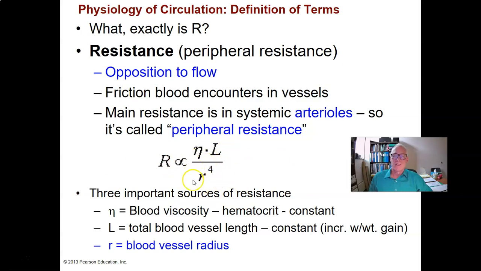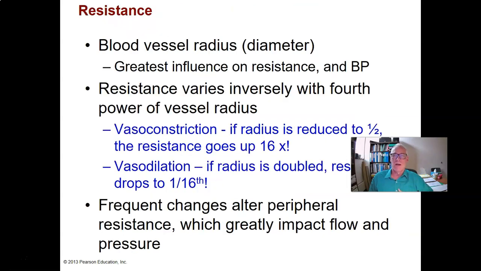Now let's look at the radius. How wide are the vessels? The radius to the fourth power is inversely related to resistance. Inverse just means it's on the denominator on this side. So if the radius of a vessel goes up, the resistance goes way down. It makes a huge impact because of this fourth power term. Let's go take a look at that.